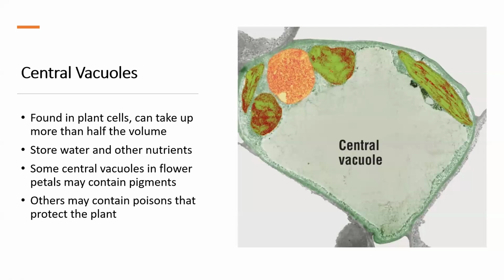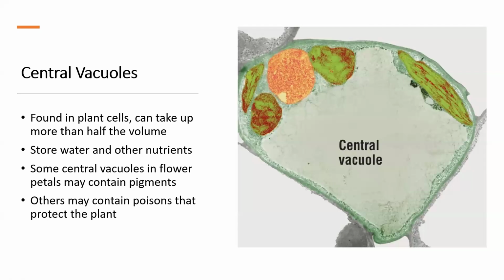Storing the water in the central vacuole allows the pressure to build up in the cell, and that helps the leaves to open up. So generally speaking, they store water and nutrients, but sometimes they could store other things, like the colors for the flower. Of course, not the whole plant, but only at the petals, cells of the petal. In some cases, they can also store poison.